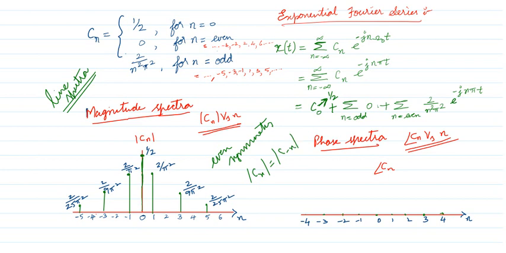What about the phase angle? Since all the coefficients are real numbers, the phase angle is 0. So we don't have any phase spectra; for the phase spectrum, all the angles are 0.